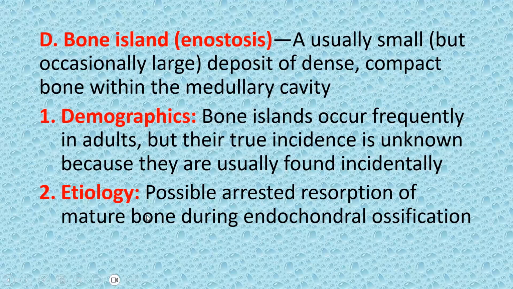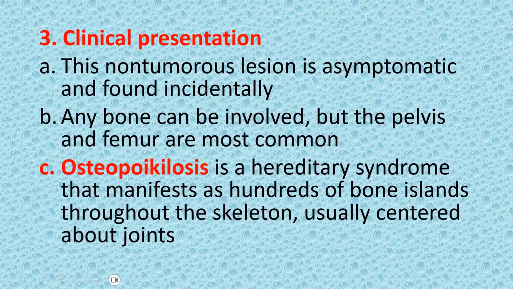Bone islands occur frequently in adults. I've seen quite a number in my experience, but their true incidence is really unknown because they are discovered by chance. It is possibly caused by an arrested resorption of mature bone during endochondral ossification. What about the clinical presentation? This non-tumorous lesion is asymptomatic and found incidentally. Any bone can be involved, but the pelvis and femur are most common.